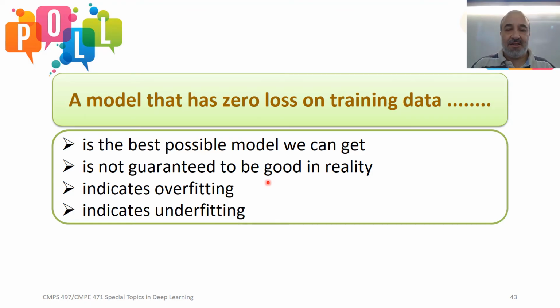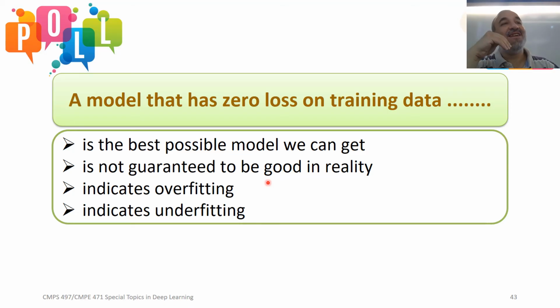Of course, it's not guaranteed to be good in reality. Maybe it's overfitting, but it also doesn't indicate overfitting. We cannot say for sure that it indicates overfitting. And of course, it's not underfitting. Underfitting is really bad on training. So why not the first answer? It's the best possible model we can get. No, it might not generalize, right? But with the information that we have, we cannot say it's the best.